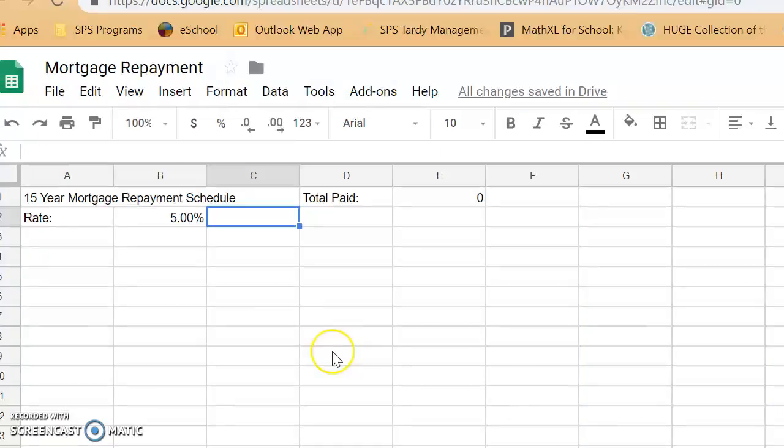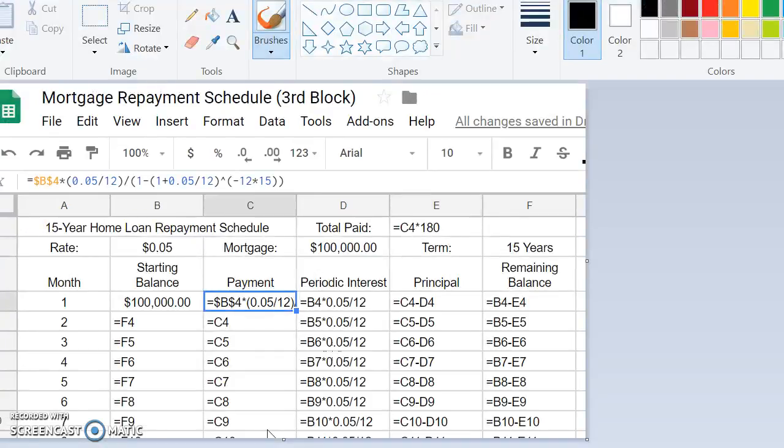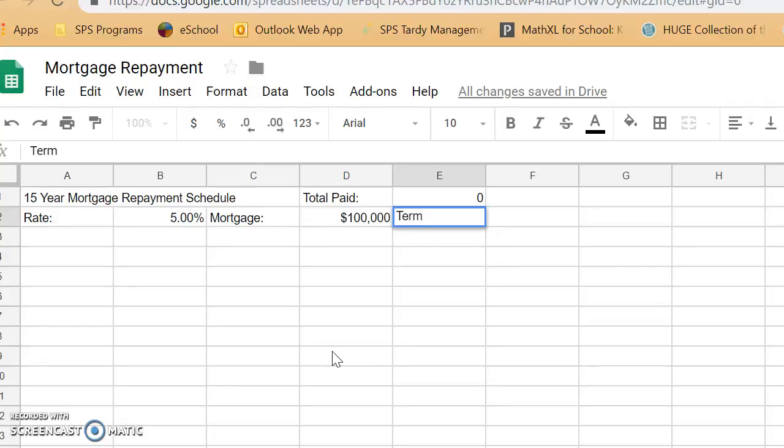All right, our mortgage. I said we're going to be borrowing $100,000. Now, because we had a down payment, the cost of the house was probably more like $110,000 or somewhere around there. But after we pay the down payment, we're borrowing $100,000 from the bank. The term of the loan for this first sheet is 15 years.